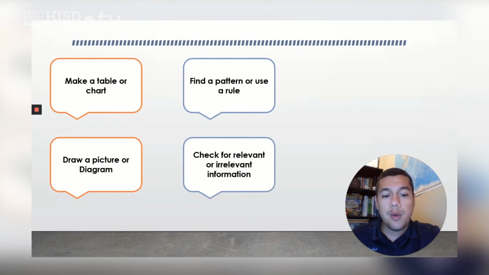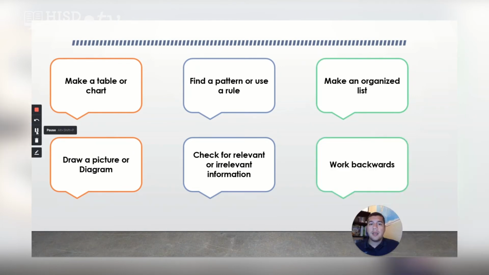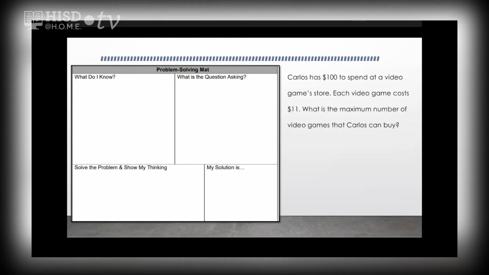Check for relevant or irrelevant information. And I think the cube strategy that we introduced is very useful for you to realize which information is needed and which one is not. Make an organized list is another way that you can find the correct strategy. And of course, work backwards is another way that you can do this.